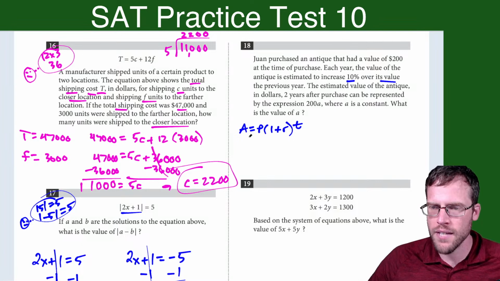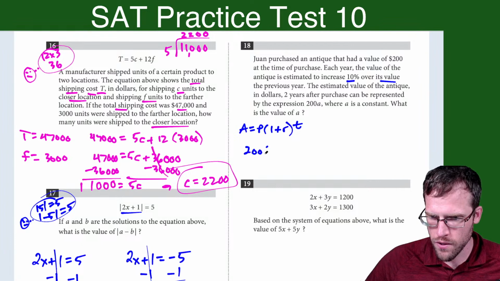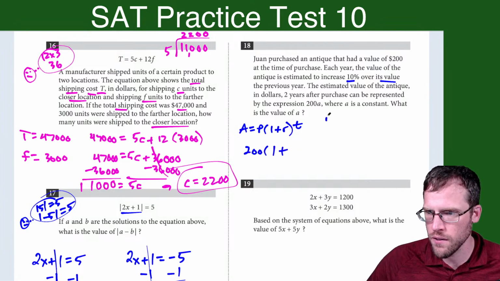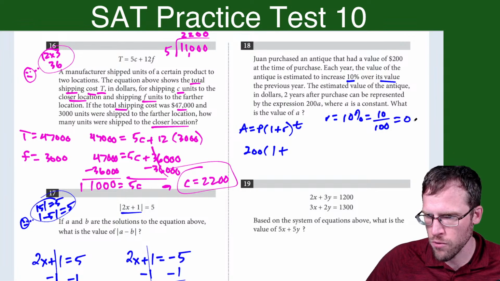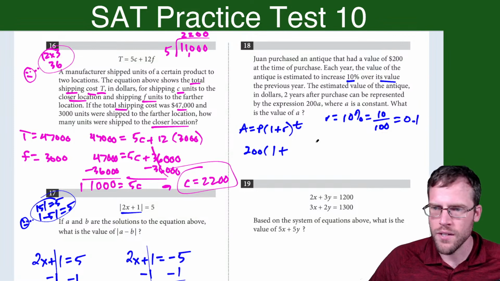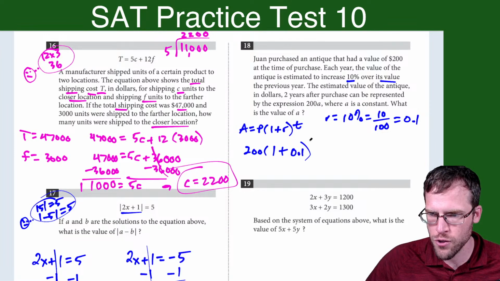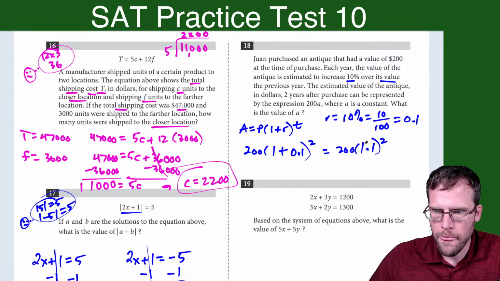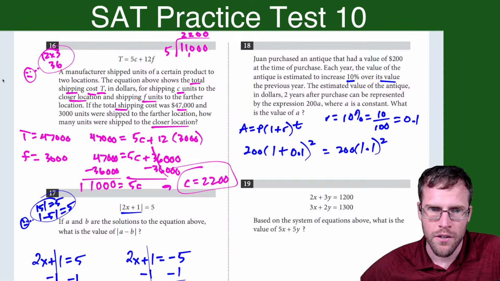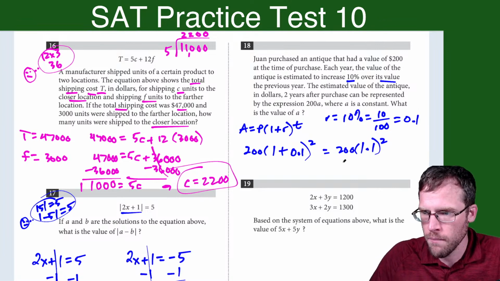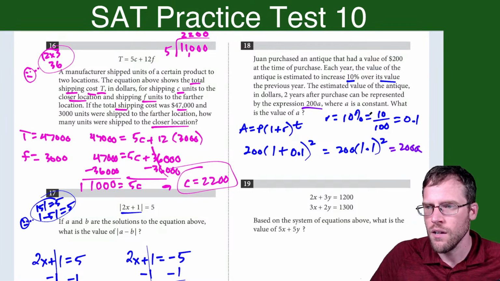So the amount he has, capital A, after 2 years: first, the initial value is 200, times 1 plus R. The rate is 10%, but we have to write that as a decimal. That's 10 out of 100, which is 0.1. So we have 1 plus 0.1, for 2 years. This gives us 200 times 1.1 to the second power. But they're telling us the amount can be expressed as 200A, where A is a constant. What is the value of A?